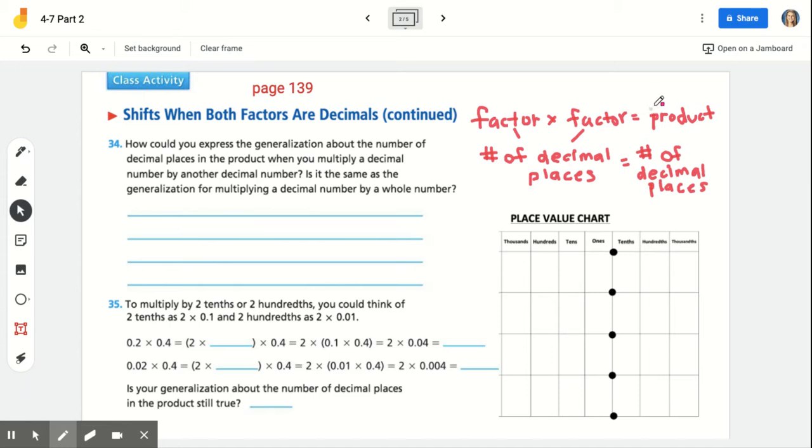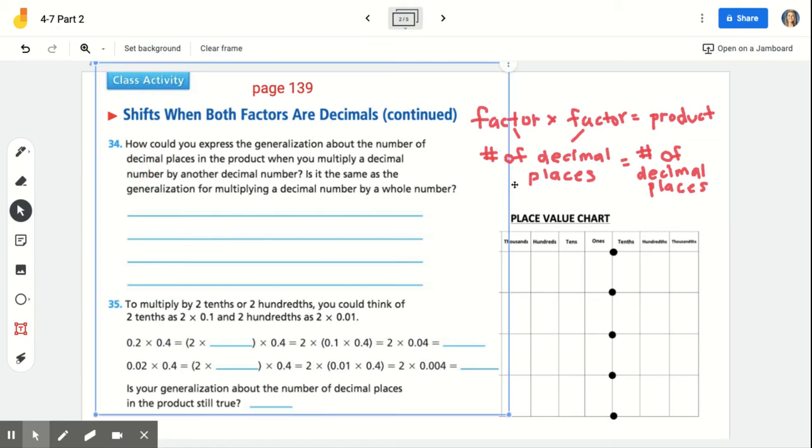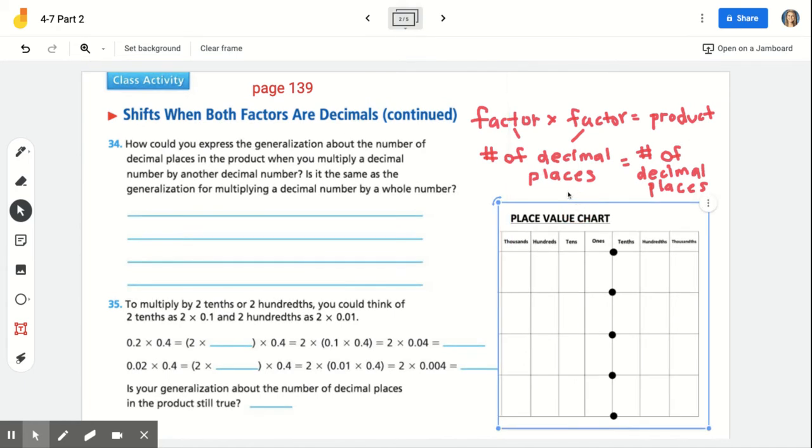Factor times factor equals product. Number of decimal places in both of these has to be the same as the number of decimal places over here. And that brings us to the question on page, again, 139. Once you have this in, I'm going to read it out loud. It says, how could you express the generalization about the number of decimal places in the product when you multiply a decimal number by another decimal number? Is it the same as the generalization for multiplying a decimal number by a whole number? It is the same generalization.